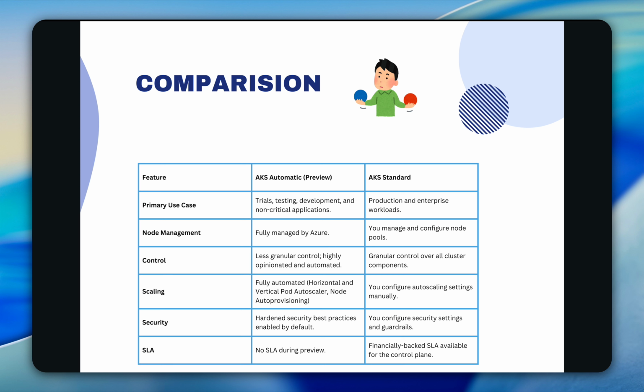In scaling, AKS automatic is fully automated, right? So using horizontal and vertical pod autoscalers, right? And it uses node auto provisioning for provisioning the nodes. And if you are using AKS standard, then you need to manually configure those autoscaling configuration settings, right? And those things are your responsibility. But in AKS automatic, these are already installed and configured in the cluster, so you can use it.